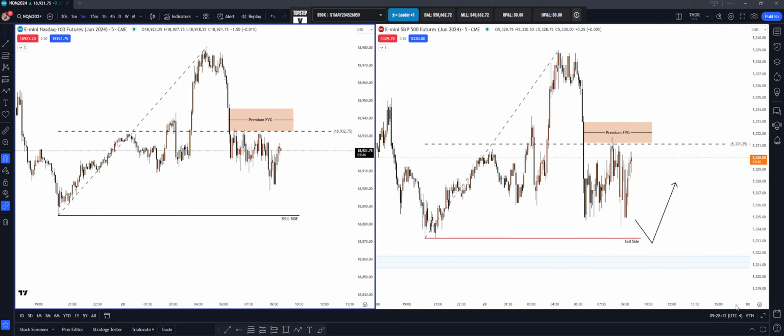But so far, during the first portion of the New York session, I think it's going to stay below the premium fair value gap to tag the sell side. Looks like.